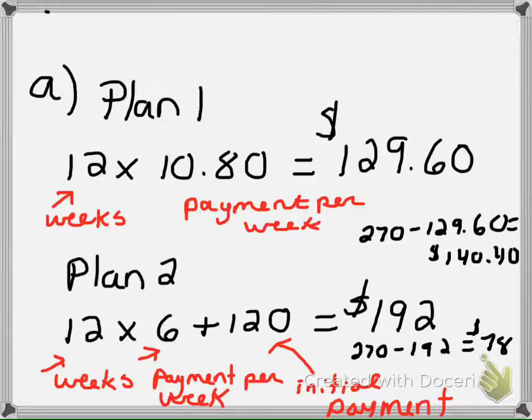I want you to go ahead and add labels to the work you did. If you didn't show the work, if you just wrote 129 and then 270 minus $129.60 equals 140, I want you to go back and show your work. I want you to label the 12, that's the number of weeks. I want you to label the 10.80, that's the payment per week. I want you to do the same thing on plan 2. Label the 12 weeks, label the 6, that's the amount you pay per week, and label the 120, that's the initial payment you make at 0 weeks.